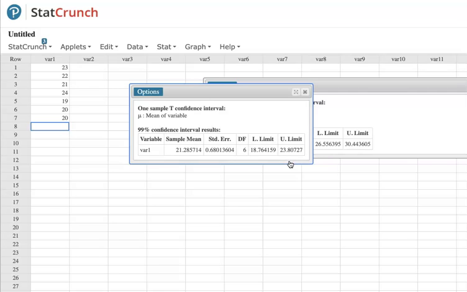So that's how you use StatCrunch to calculate these intervals. We're always using the t-distribution because we don't know sigma, and so we have to estimate a little bit using the t-distribution, but the calculations and the interpretations are exactly the same as we had for proportions.